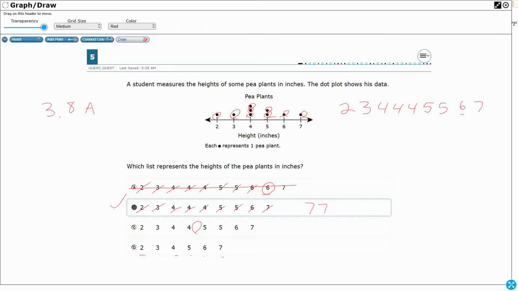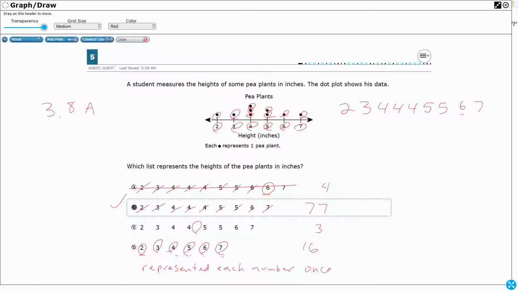77% of our students got this correct. Not that difficult. Now, there is a distractor. Look at this. 16% of our students chose D. Let's look at why. Well, 2, 3, 4, 5, 6, 7. They just represented each number once, which means we've got 16% of our students that probably didn't interact with the dot plot, didn't really know how to read it.